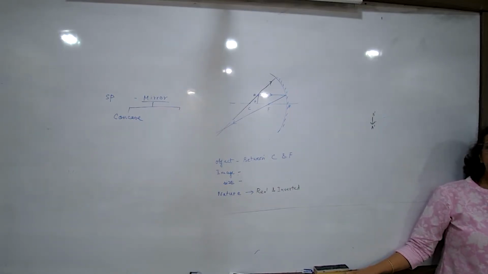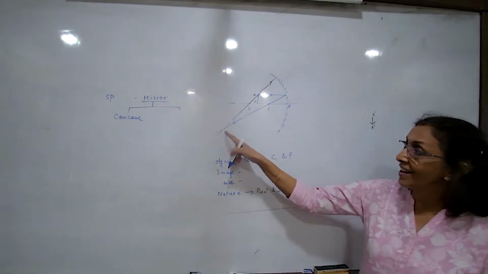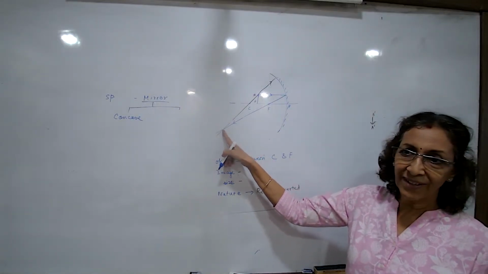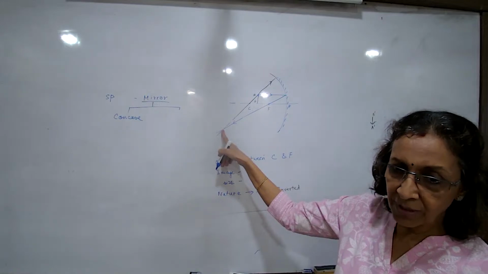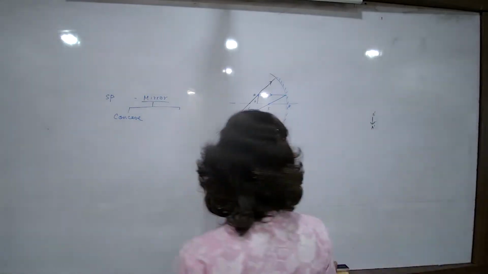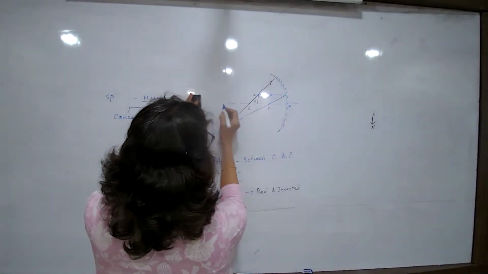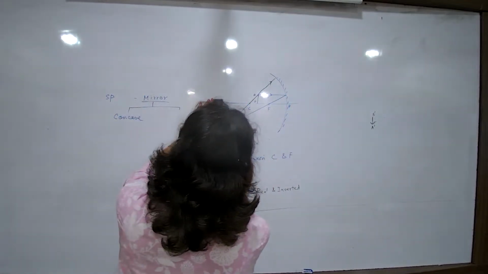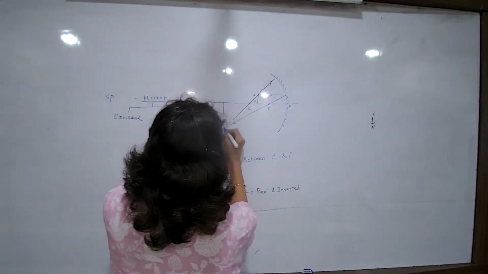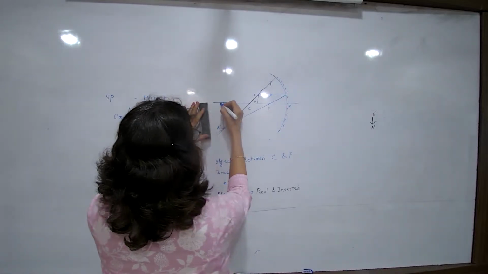Now, did you notice the size of the image? It is getting enlarged. It's becoming bigger. Where will the image come? It will come where the two rays are intersecting. Wait, I'll come to you. Extend your principal axis; if it is not sufficient, extend it. Wherever these two rays are intersecting, that is where you get your A dash, B dash.